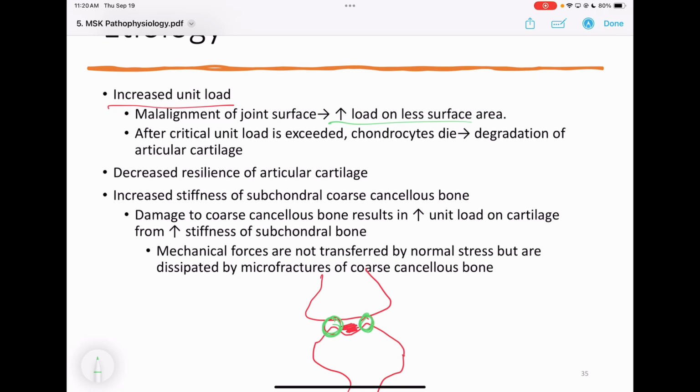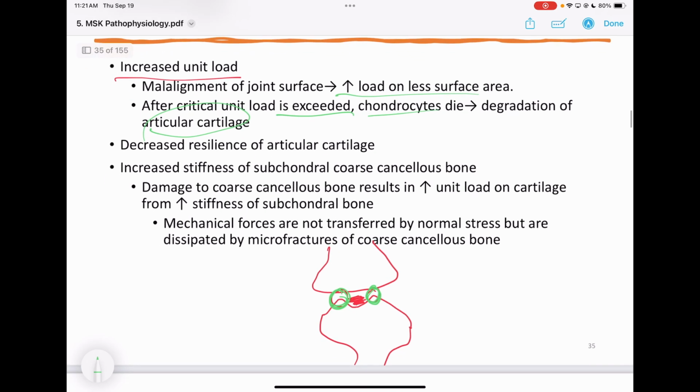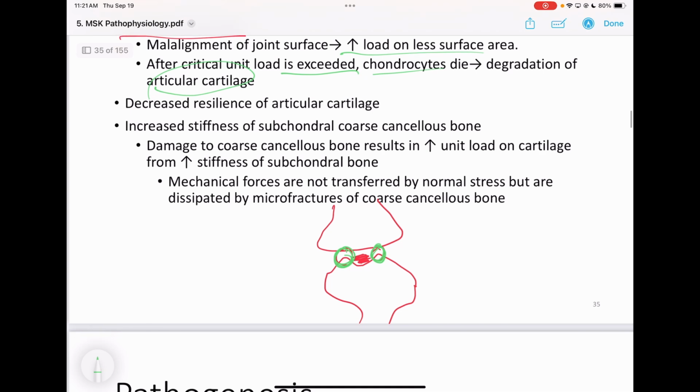Once the unit load is exceeded and it can't support the weight you put on it, chondrocytes die off and we get degradation of that articular cartilage. It starts to wear away. We get decreased resilience of that cartilage and increased stiffness of the subchondral coarse cancellous bone, all that deep stuff, inside of the bone. That means increased unit load on cartilage from the stiffness. Mechanical forces are not transferred by normal stress, but are dissipated by microfractures. So they start breaking the bone.